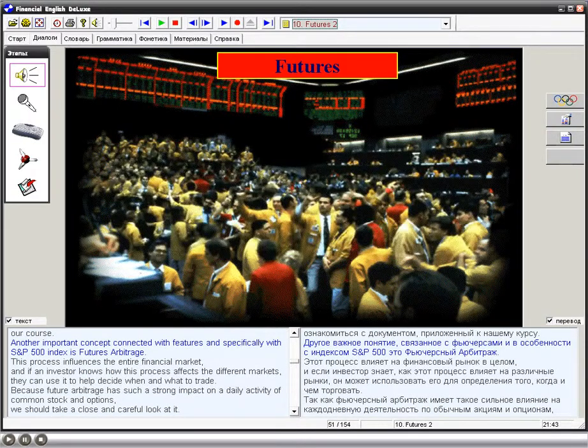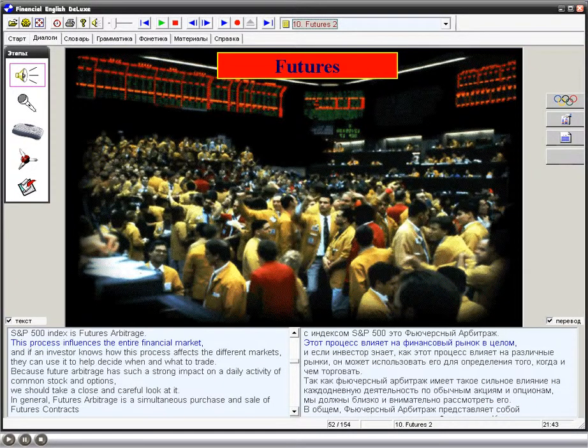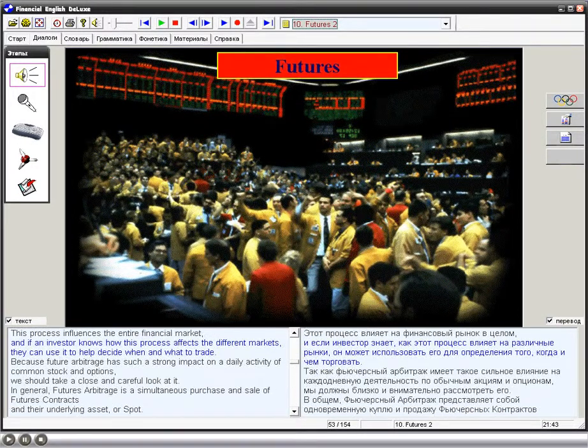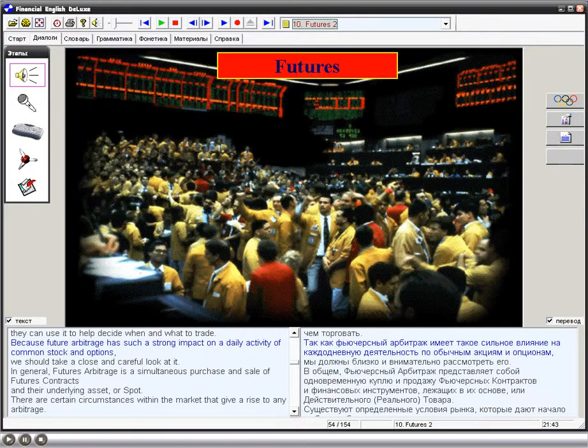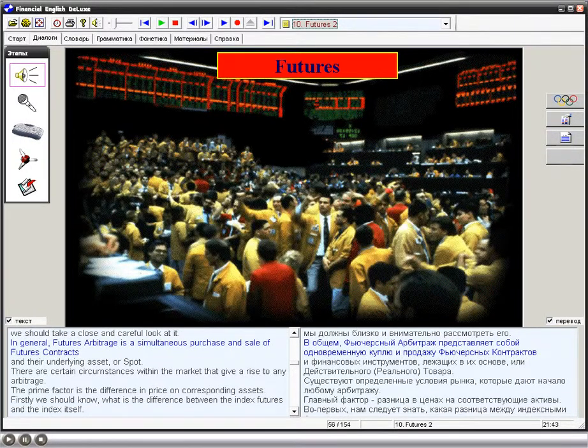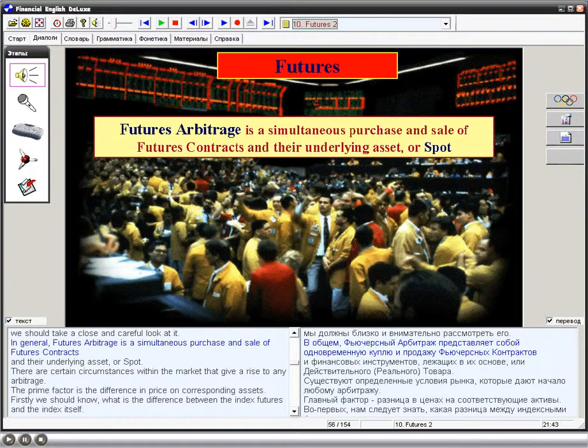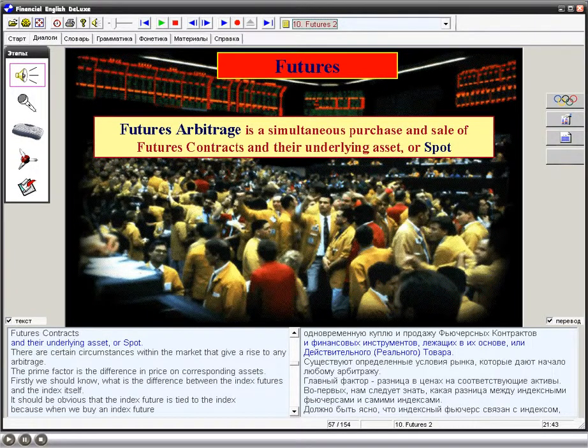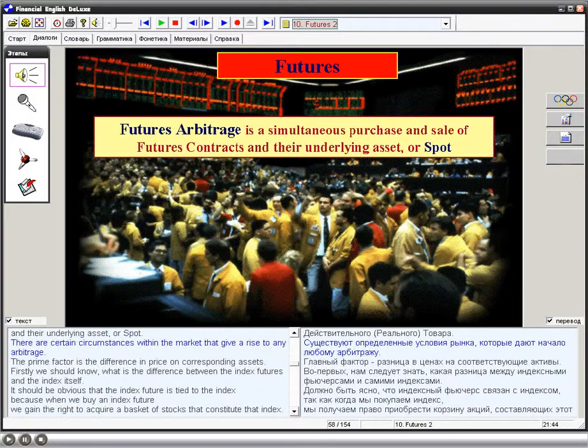Another important concept connected with futures, and specifically the S&P 500 index, is futures arbitrage. This process influences the entire financial market, and if an investor knows how this process affects the different markets, they can use it to help decide when and what to trade. Because futures arbitrage has such a strong impact on the daily activity of common stock and options, we should take a close and careful look at it. In general, futures arbitrage is a simultaneous purchase and sale of futures contracts and their underlying asset, or spot.